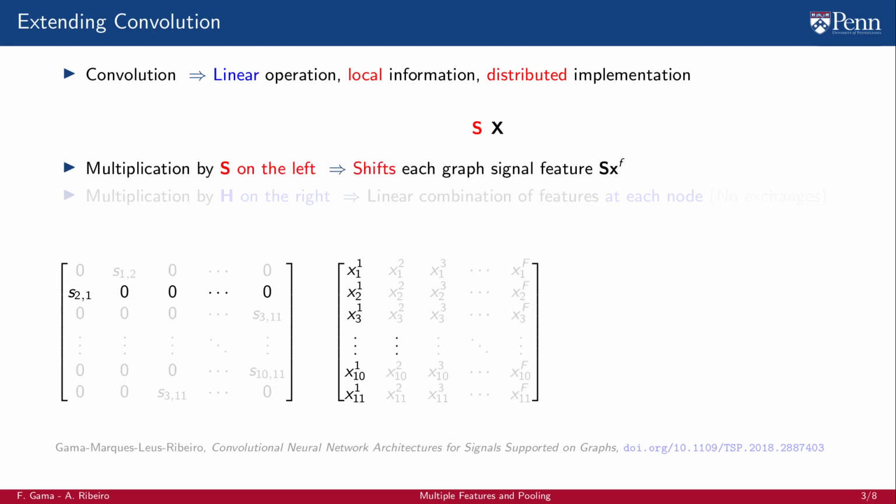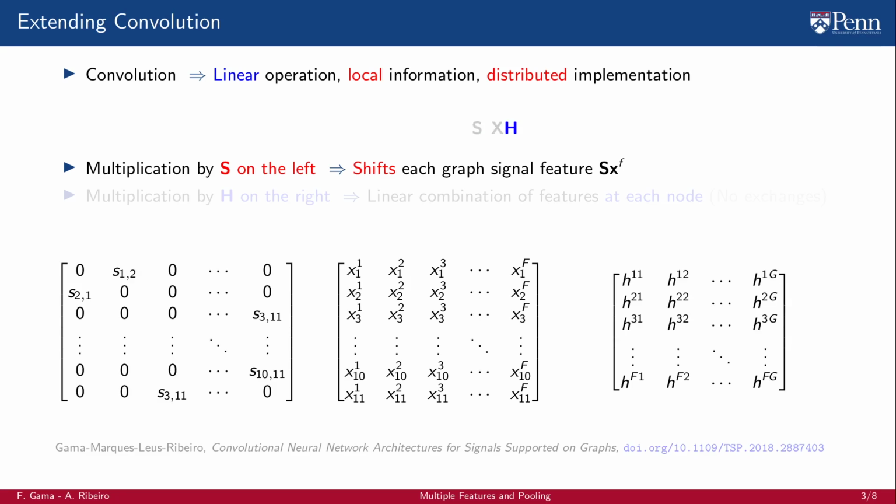We see that the multiplication of X by S on the left is actually shifting each graph signal feature. We are taking each row of S and using its entries to compute a linear combination with the entries in each column of X. Since each column of X is the scalar graph signal representing each feature, and since each row of S respects the sparsity of the graph, what we are actually doing is a linear combination of the values of each feature in neighboring nodes. So we are indeed shifting each of the columns, as S times X^f indicates.